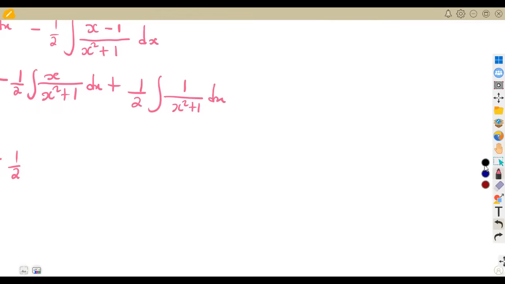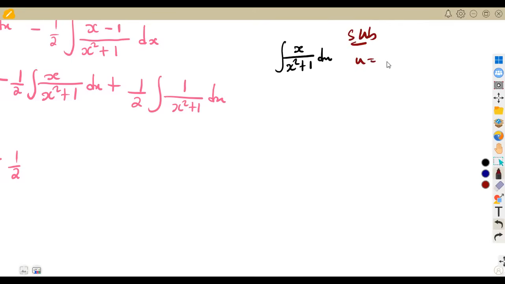We want to integrate x over x squared plus 1. So there's something happening here. If we let this be u, it means it can cancel this x on top. Is that so? Yes, it can cancel. So let us use the substitution method here.